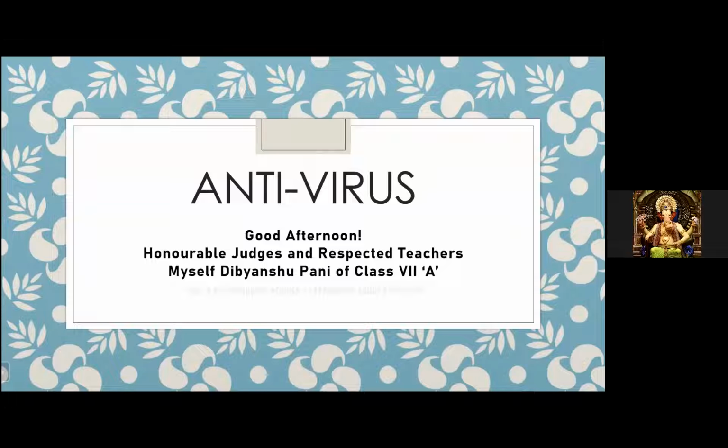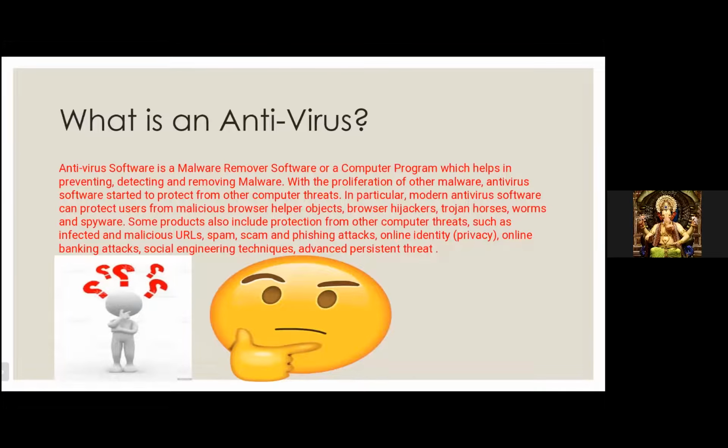With the proliferation of other malware, antivirus now started to protect computer from other threats. Nowadays, the modern antivirus software can protect users from malicious browser helper objects like Trojan horses, worms, and spyware. Some products also include protection from other computer threats such as infected malicious URLs, spam, scam emails, phishing attacks, etc. So as I said about it, it protects against malware.